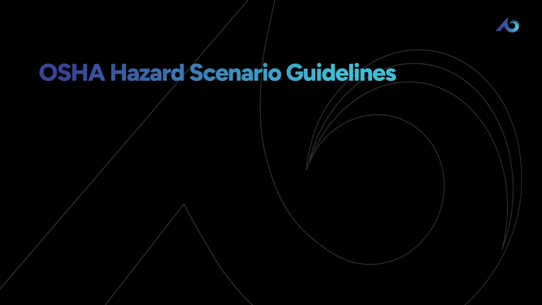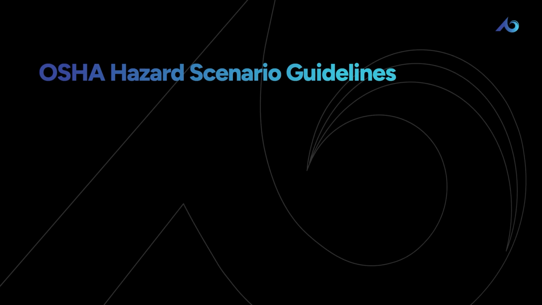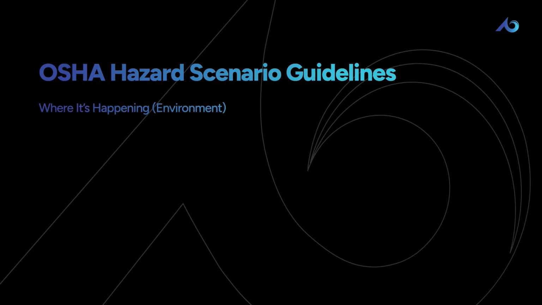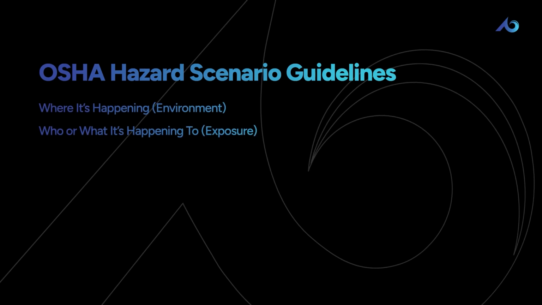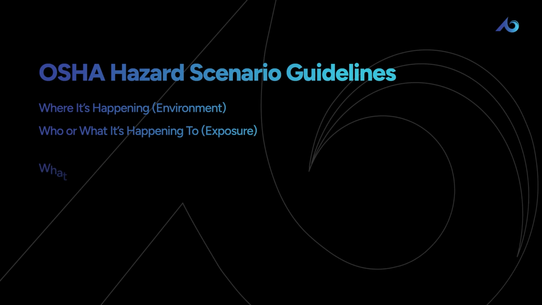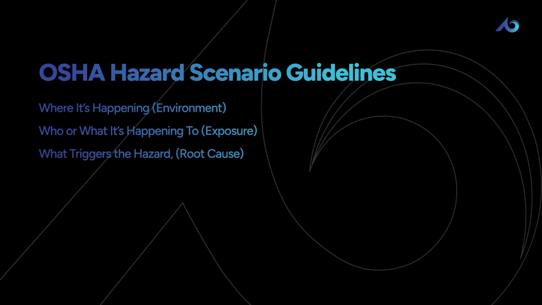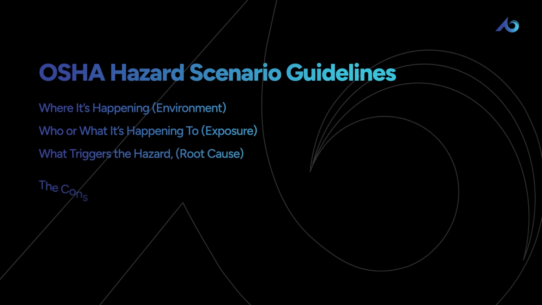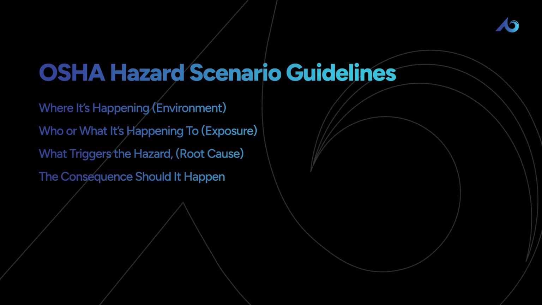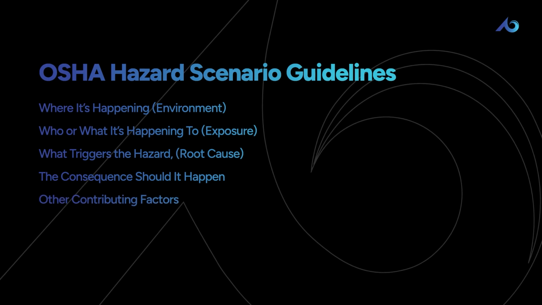According to OSHA, good hazard scenarios describe where it's happening, that's the environment, who or what it's happening to, exposure, what triggers the hazard, we call that root cause, the consequence should it actually happen, and other contributing factors, of course.